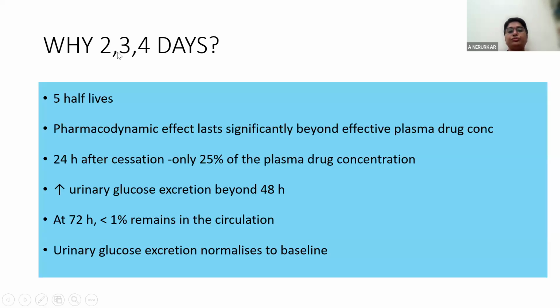So why this difference, 2, 3, 4 days? Well, pharmacologically, we all believe that you require at least 5 half-lives for the complete drug to be eliminated out of the system. However, it is noted that the pharmacodynamic effect lasts significantly beyond the effective plasma concentration. So, after 24 hours of cessation, though only 25% of the drug remains in the plasma, the urinary glucose excretion was still elevated up to 40 hours. At 72 hours, once less than 1% drug remains in the circulation, the urinary glucose excretion normalized to the baseline.